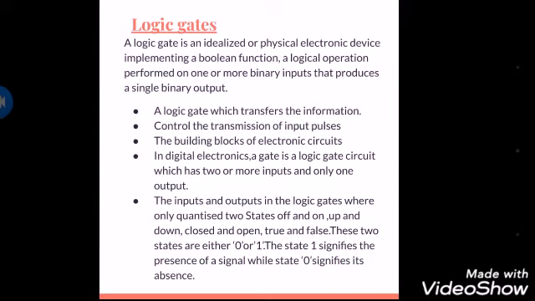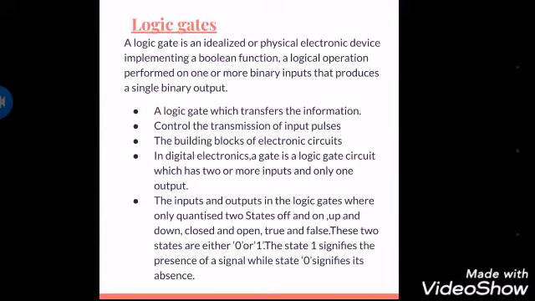A logic gate transfers the information and controls the transmission of input pulses, and it is also called the building block of electronic circuits. In digital electronics, a gate is a logic gate circuit which has two or more inputs and only one output. Here the inputs and outputs are in the form of zeros and ones, and they may be called off and on, up and down, closed and open, true and false. Here the state 1 represents the presence of a signal, while the state 0 represents its absence.